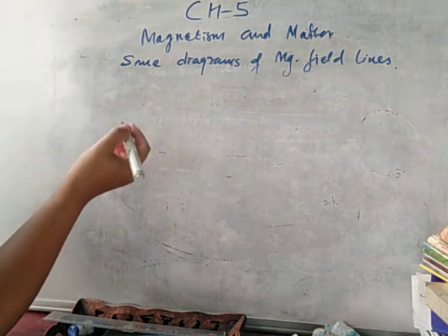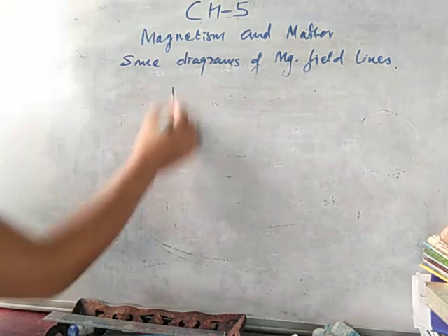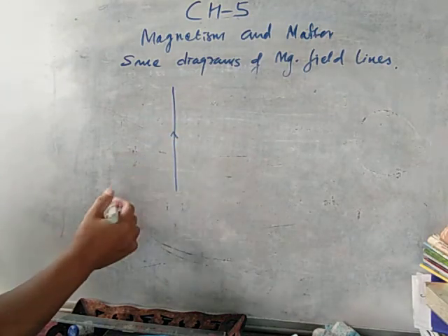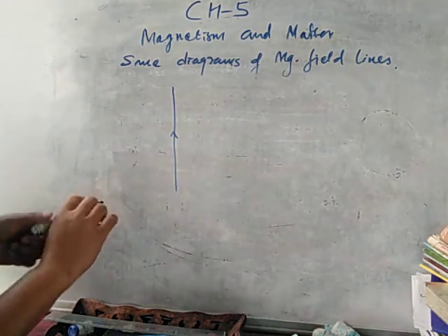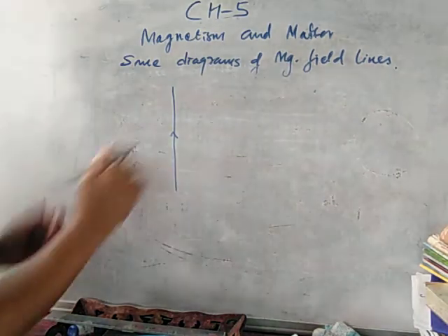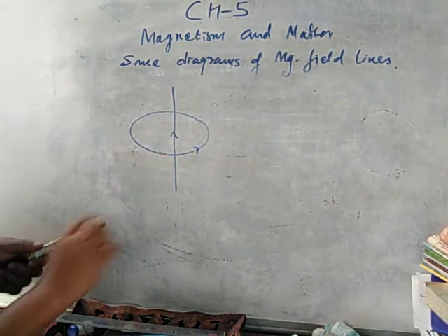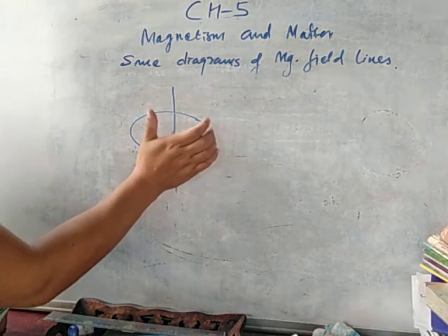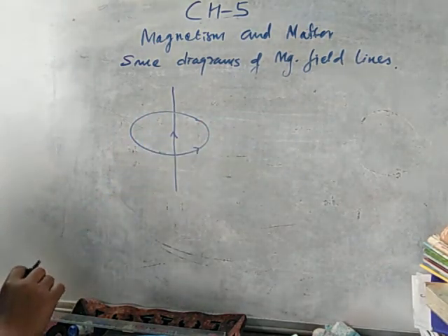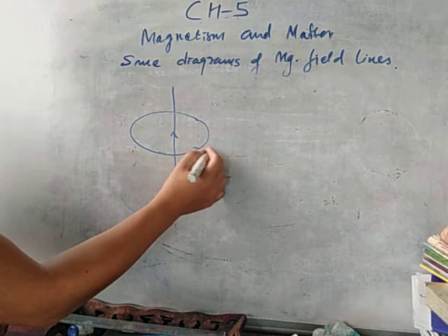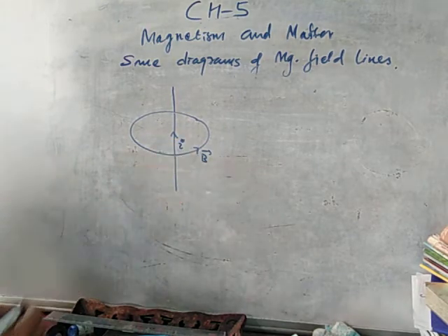See current, isn't it? Current is going like this. Then magnetic field lines. This is what the magnetic field lines, isn't it? Your right hand thumb rule. Call the finger thumb. So this is the direction of magnetic field and this is current. Okay, right.